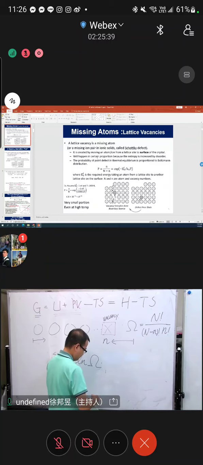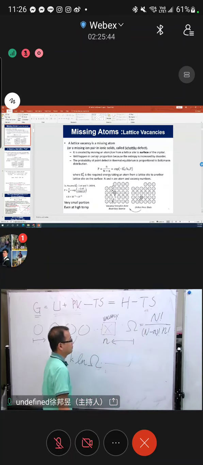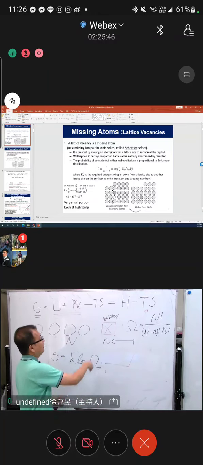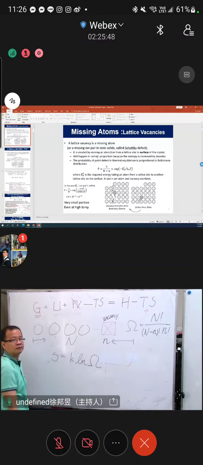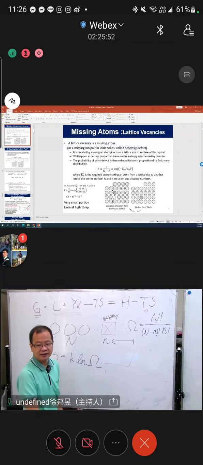And then we put this into here. And now we have the free energy. That's how you define the whole system based on thermodynamics.